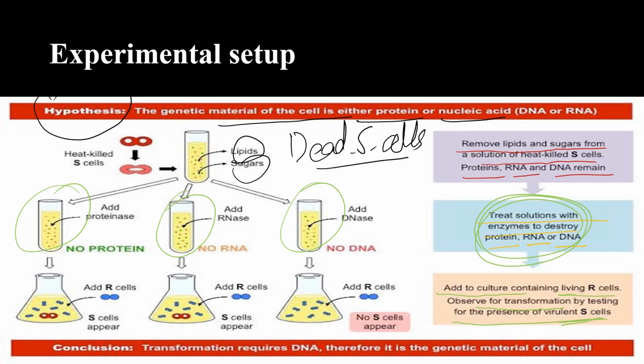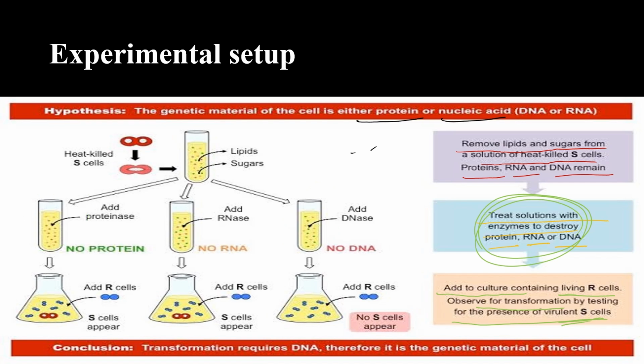Now we understand the experiment in this diagram. They took first of all this test tube, which had dead S cells, their lipids, their sugars, their proteins, their RNA, their DNA. These two things were removed. What was left was DNA, RNA, protein. So they took three test tubes. They took a small portion of the solution into this first test tube and added proteinase enzyme to this test tube. So what happened? Protein in this test tube was destroyed. No protein in this test tube.